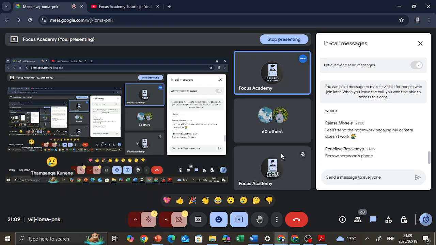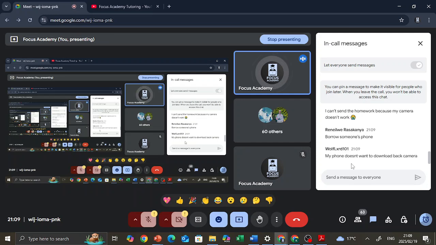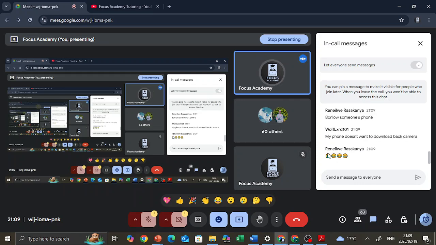Yes, if this is possible, please kindly ask someone to borrow their phone, and hopefully they will do so. Yeah? Okay, cool. Where was I? My phone doesn't want to download back. Nah, this one is definitely trolling, chat. There is no way, chat. This is definitely trolling. Spam L in the chat for trolling. L Wolf Lord. Nah, I'm joking.